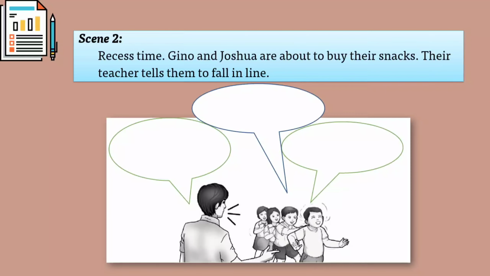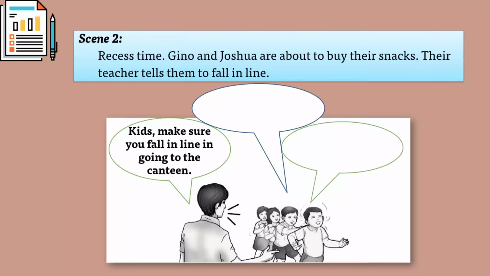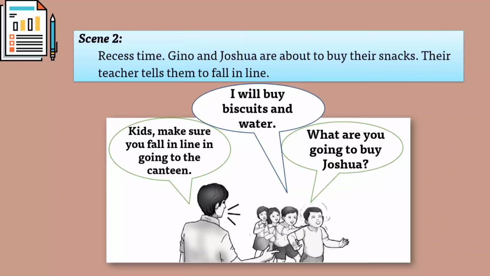Scene 2. Recess time. Gino and Joshua are about to buy their snacks. Their teacher tells them to fall in line. Their teacher says, kids, make sure you fall in line in going to the canteen. Gino asks Joshua, what are you going to buy, Joshua? And Joshua answers, I will buy biscuits and water.